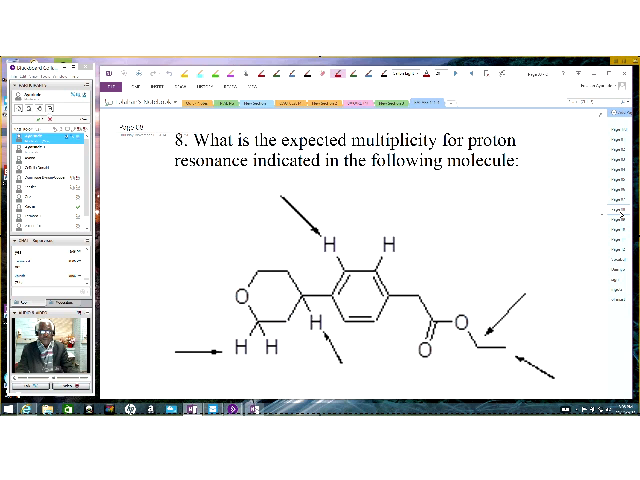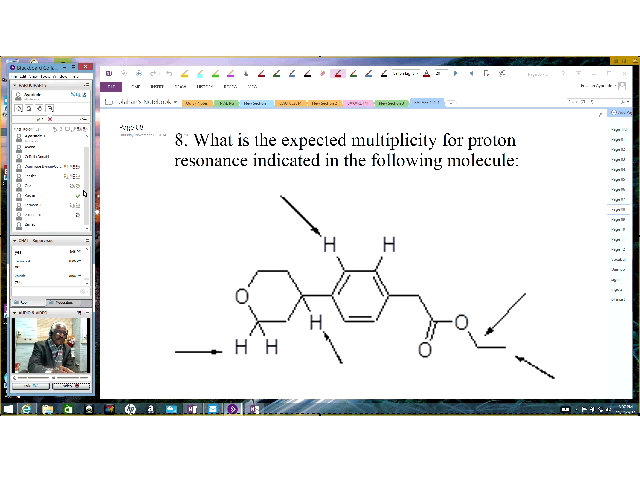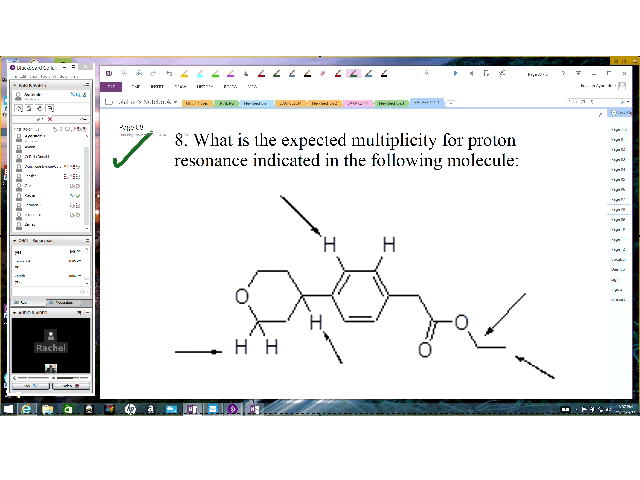Problem number 8. I do want anybody who has not talked to us today to pick up the mic and read question 8 for us. Anybody? What is the expected multiplicity for proton resonance indicated in the following molecule? Okay, excellent. I believe that was Rachel. Very good.